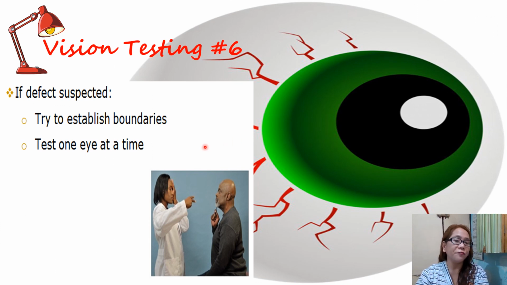If a defect is suspected, you have to establish boundaries and you have to test one eye at a time. So, ganun din, kung ang pinapakover mo sa patient is the left eye, you have to cover your left eye as well. And then you do the same, you stand 2 feet away from the client and then you ask the client to point kung saan niya nakita yung nagwi-wiggle mong finger na nasa lateral sides of the client, upper, okay, lateral, or at the middle and lower. So yan.